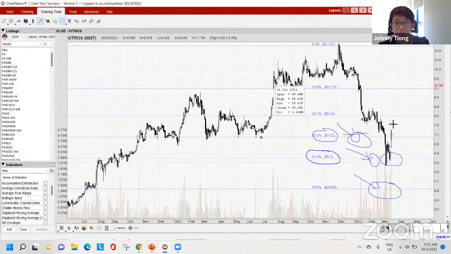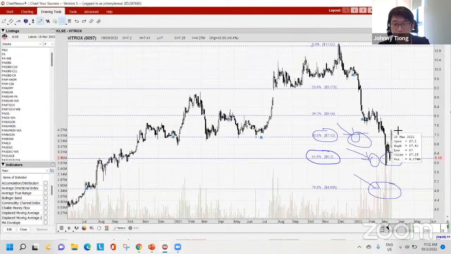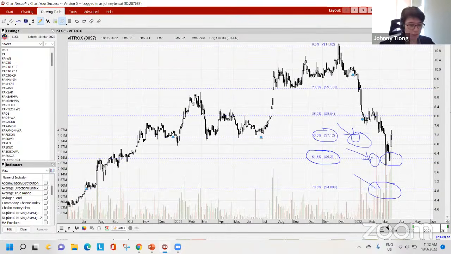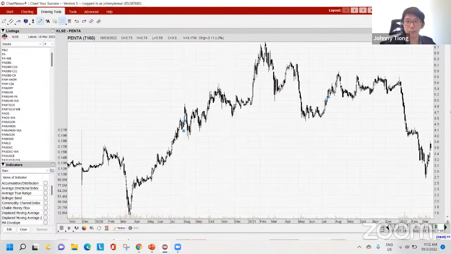So you see now Vitrox is at the 62% here, then it tries to go up. And look at another technology counter we have. Look at Penta.